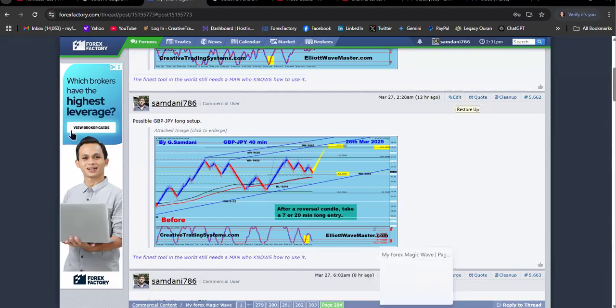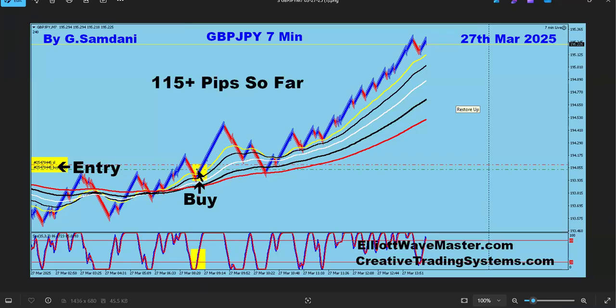So what happened to this chart? This entry came, and I posted on Telegram, and I took the entry. It opened automatically, and then it started to go to the upside.